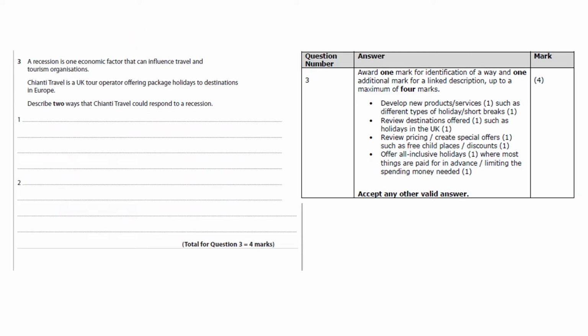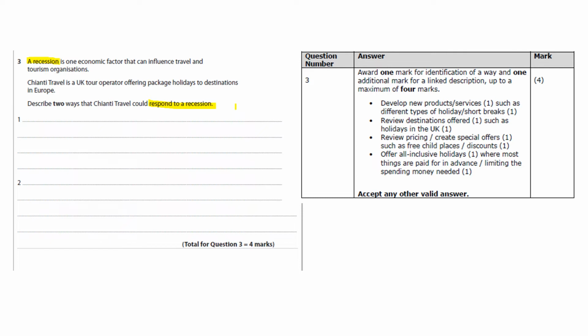Question 3. Again, it's worth reading the question and making sure you understand it. It says a recession. A recession is when a country's economy is going backwards. The country is basically getting poorer. So a recession is one factor that can influence travel and tourism organisations. Chianti Travel is a UK tour operator offering package holidays to destinations in Europe. Describe 2 ways that Chianti Travel could respond to the recession. So it's asking you, what could they do if people have got less money?